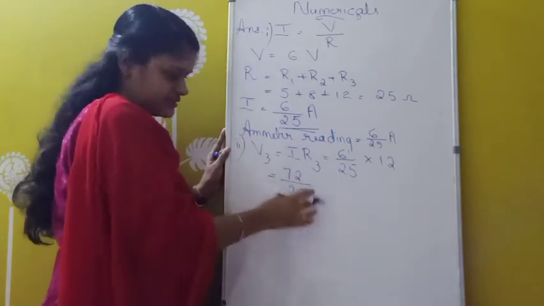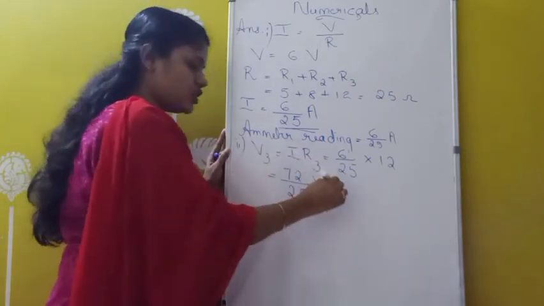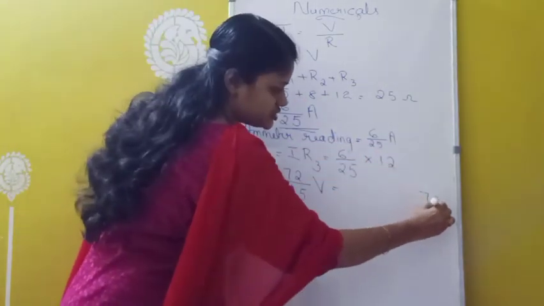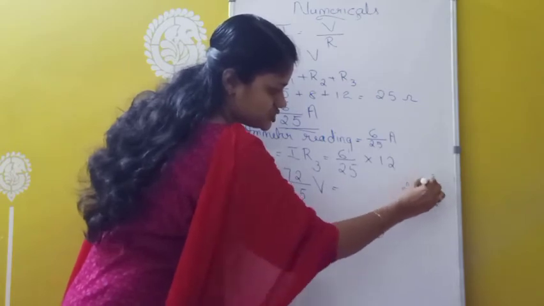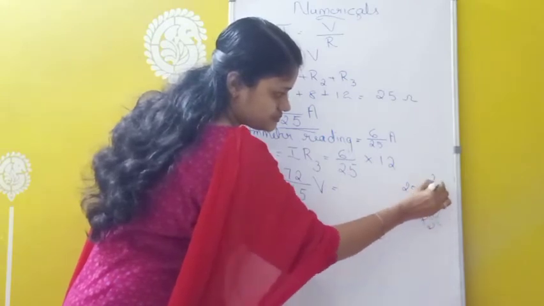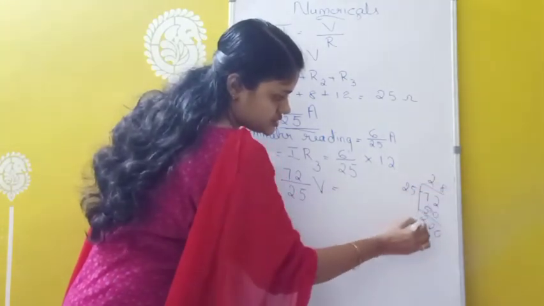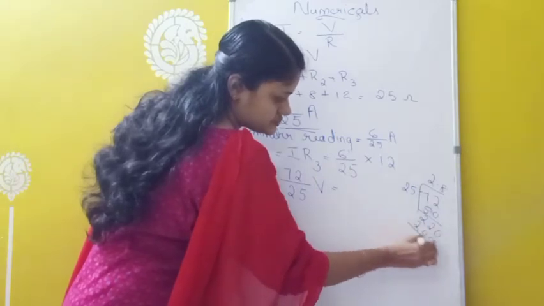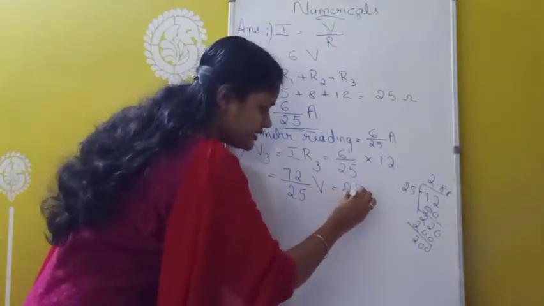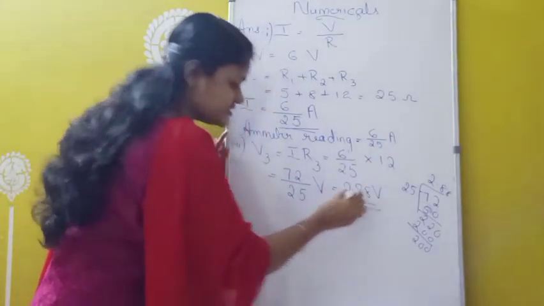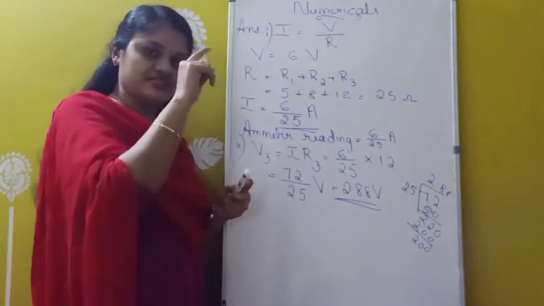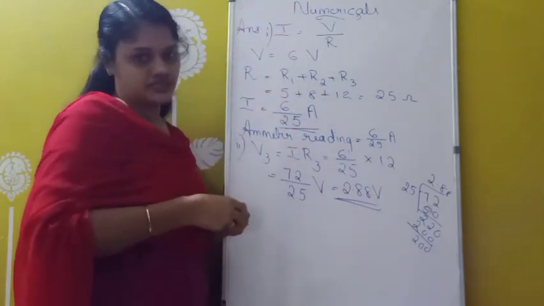So either you can write it as this much volt, or we can divide and convert into decimal. So 72 divided by 25 gives 2.88. So we will get the answer as 2.88 volt. This is the potential difference across the 12 ohm resistor alone. But what about the 6 volt? The 6 volt is the total potential difference across the circuit.